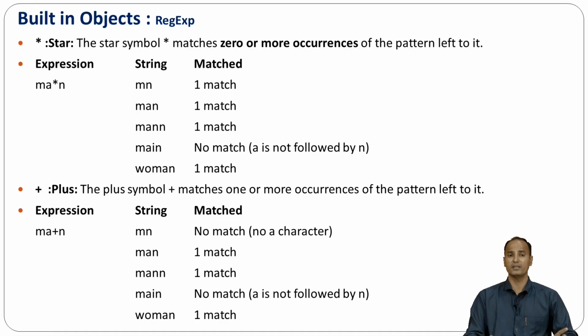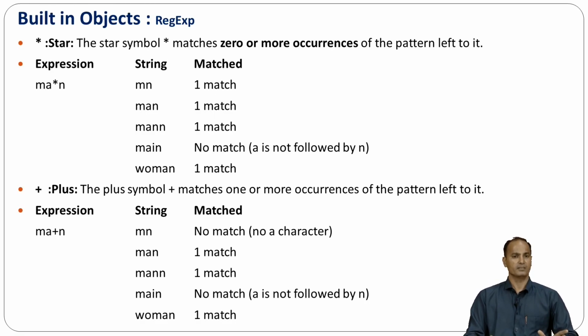So, what does it mean? That star indicates 0 or more occurrences of the preceding pattern A. 0 or more means it may not be there, and if it is there, it can be more than one. Woman will also get matched.